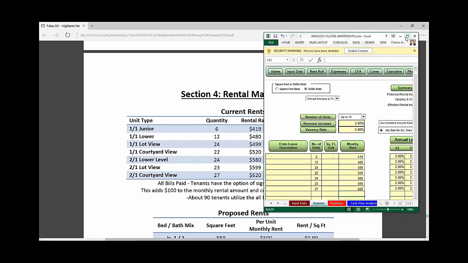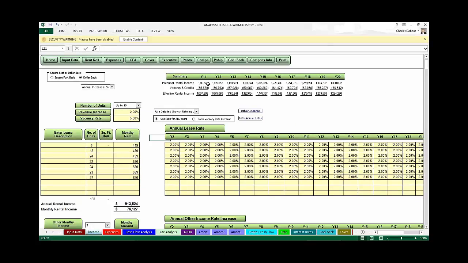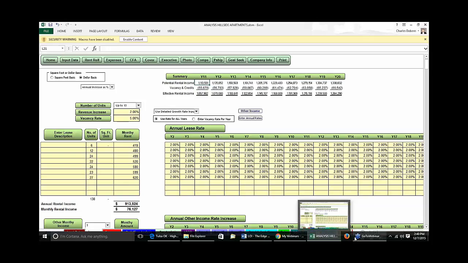Boom. All right. So what does that tell me? That shows me right up here what the gross potential rent is based upon the current rents of $1,135,81. So if everybody paid all the rent at the market rates or the current rents, all 12 months, this property will collect 1.13 million.